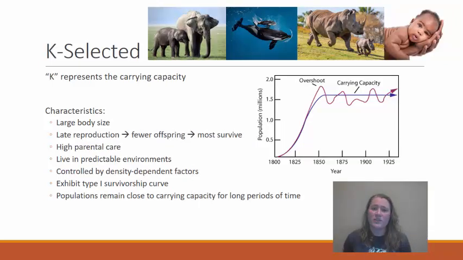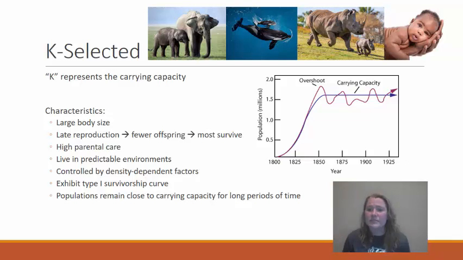K-selected species, on the other hand, typically reach carrying capacity and stay right about there. So their overall population size tends to be very stable, whereas R-selected goes through some pretty severe fluctuations. Overall, K-selected species tend to have a larger body size. They tend to take a longer time before they reach reproductive age. And when they do reproduce, they do not have very many offspring, and they put a lot of effort and care into raising those offspring. That means they have high levels of parental care.